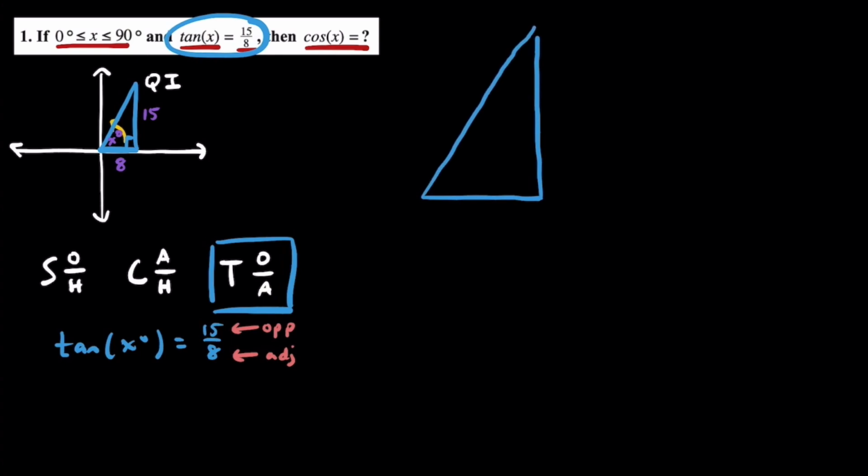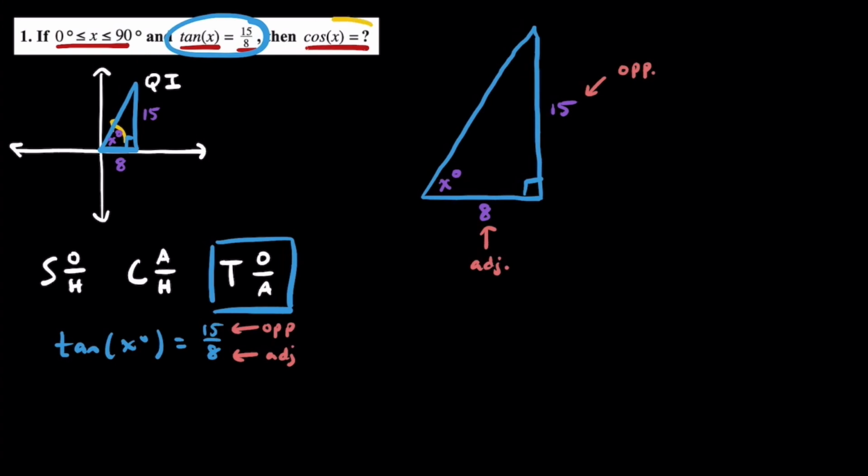So go ahead, something like this. And here is our right angle. X degrees is right over here. It's between 0 and 90. 15 we know is the opposite side, and 8 is the adjacent side. And again, relative to angle x, this 15 is going to be the opposite side length, and 8 is going to be the adjacent side length.